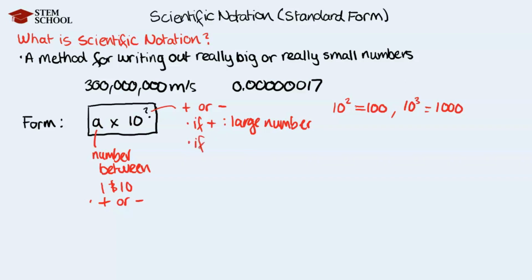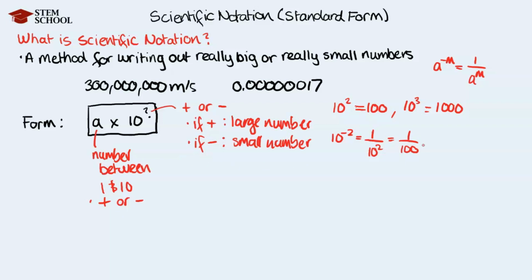Now let's go to the other end of the spectrum. If we had a negative power, we would have a small number. Now let's do a similar example. Let's do 10 to the power negative 2. Well, using our rules of indices for a negative power, we know we have to take the reciprocal, and it'll be a positive power in the denominator. So this will be 1 over 10 to the power of 2, which is equal to 1 over 100. So what you're doing is essentially dividing this number a by 100.